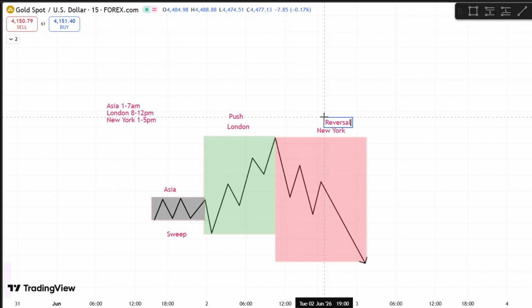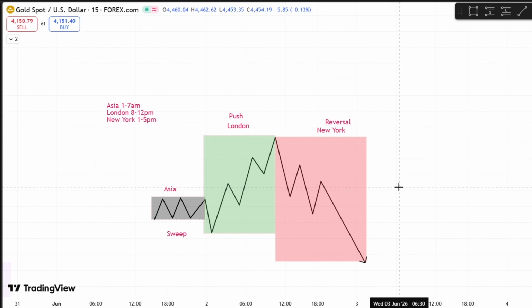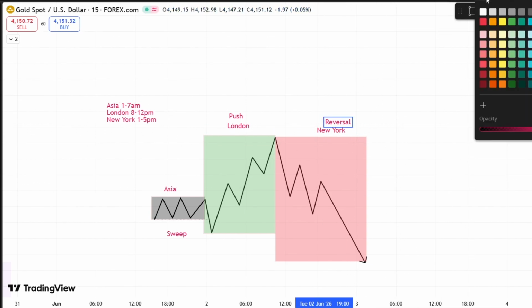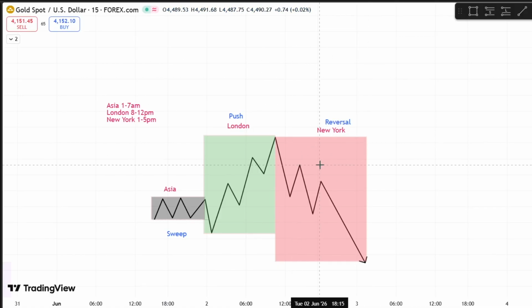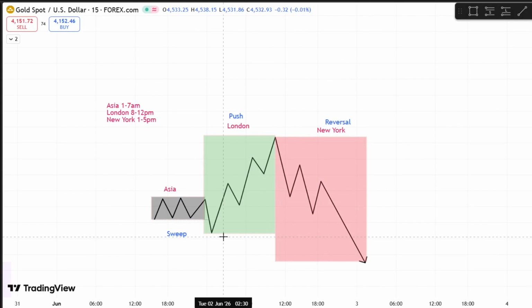Basically that's all you would need to know about this strategy. Without wasting much time, let's dive into the setup itself.